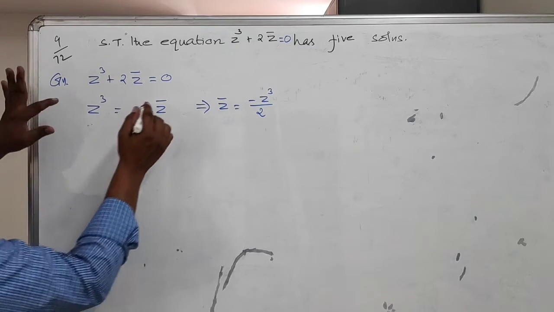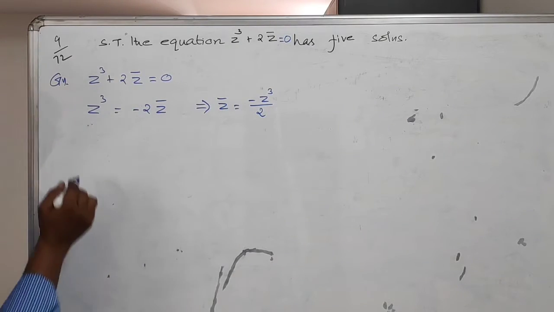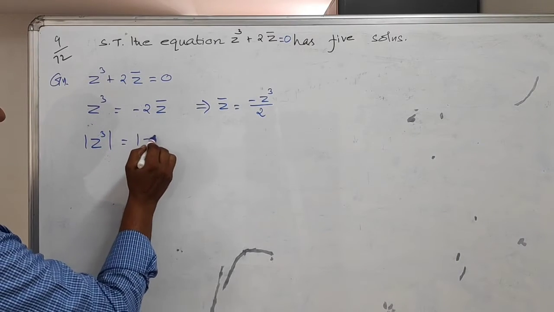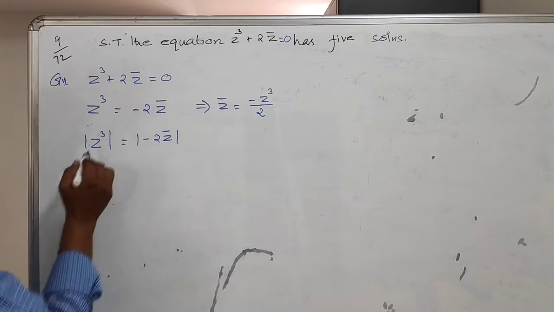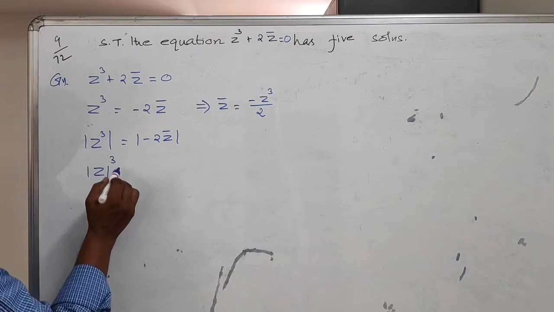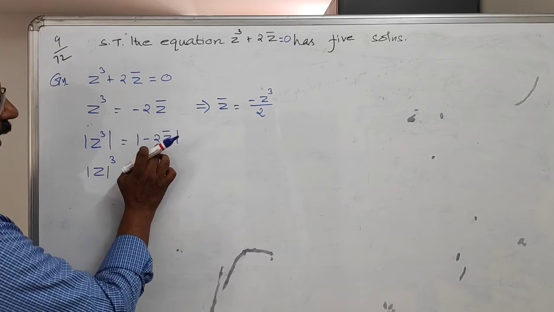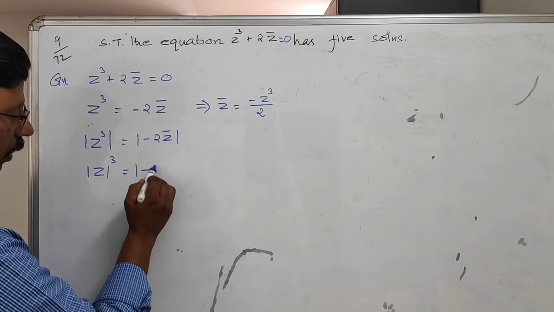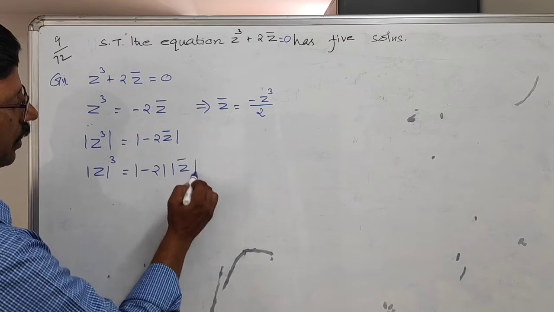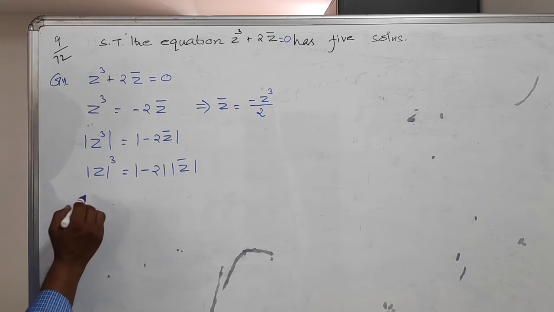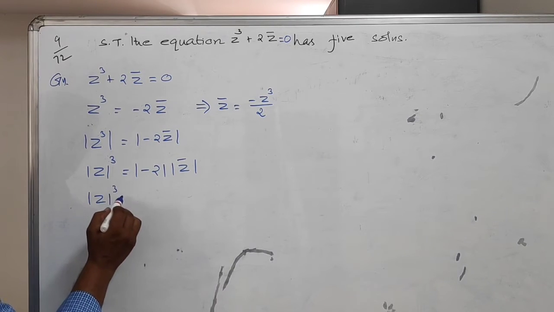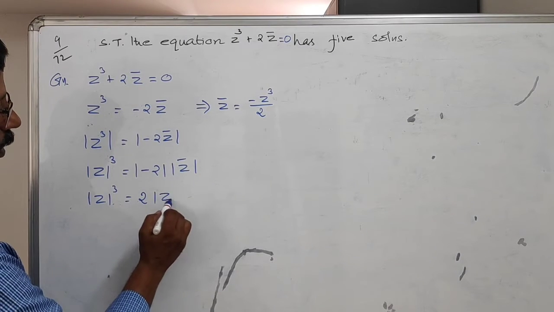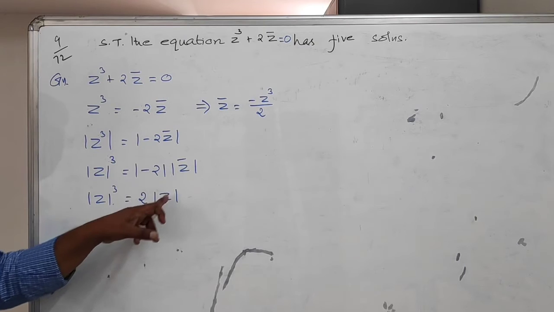From this you are finding z bar. Let it be. Then you consider this part alone. You take the modulus on both sides. Modulus z cubed is equal to modulus of minus 2 times z bar. Now this can be written as modulus z the whole cubed, which is equal to modulus of minus 2 into modulus of z bar, based on the properties of the modulus. Modulus of minus 2 is nothing but 2, into modulus of z bar, which is nothing but modulus z. You know very well modulus of z bar is equal to modulus z.